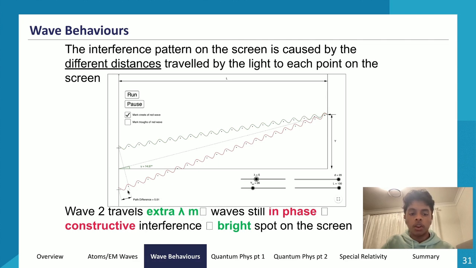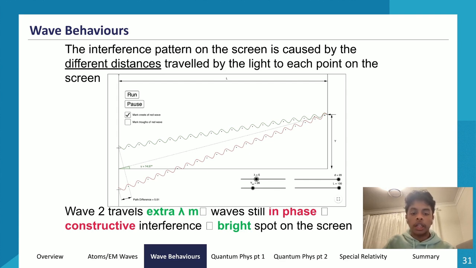Because it only travels an extra one wavelength, the crests and the troughs will still be in phase. They'll still be connected to one another, one on top of the other. They'll still align with one another. And so the waves will still undergo constructive interference, even though they travel different distances.